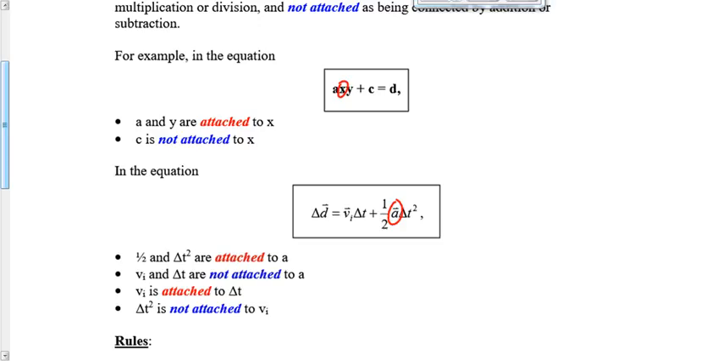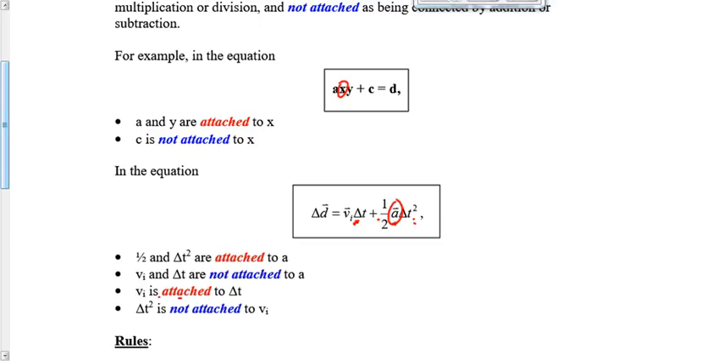We would say that the half and the T squared are attached because they're multiplied by A. We would say that the VI and the T are not attached. Sorry, the VI is attached to the T, right? VI is attached to the T, but the VI is not attached to the A. Make sense? The half and the T squared are attached to the A. The half and the T squared are not attached to T or to VI. So if it's multiplied or divided, we say it's attached. If it's added or subtracted, we say that it's not attached.